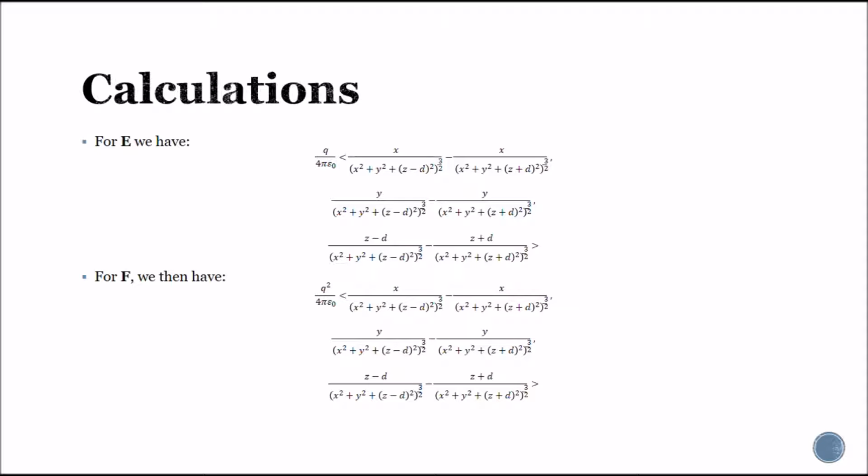For E, we find this expression where inside of the bracket, the first term is in the x hat direction, the second term in the y hat direction, the third term in the z hat direction. And similarly for the force, we have that expression times Q, indicated by the Q squared out in front, with the directions being x hat, y hat, and z hat for the 3 components.